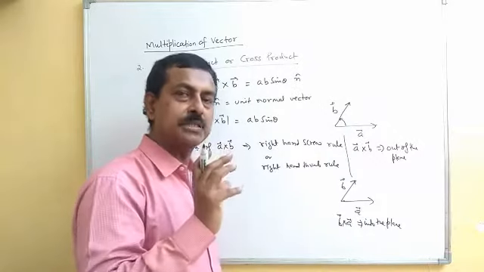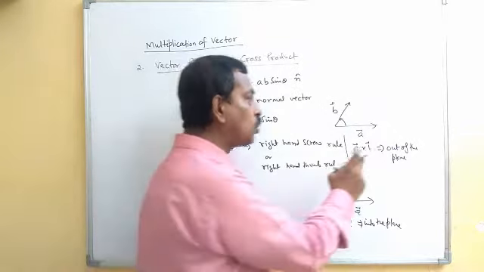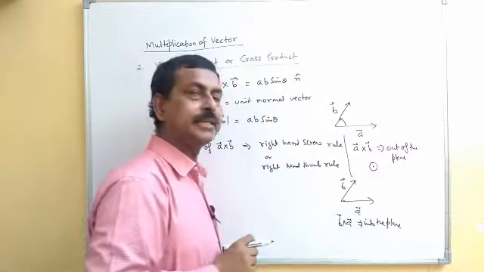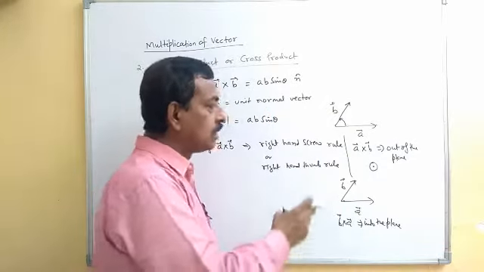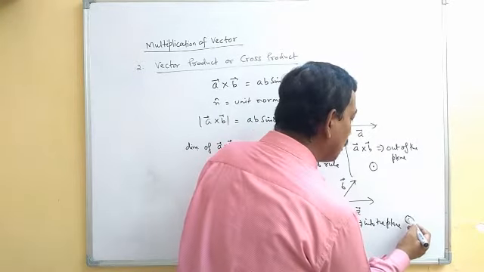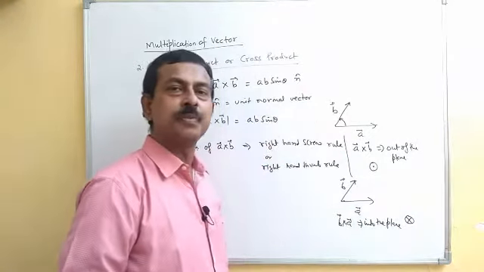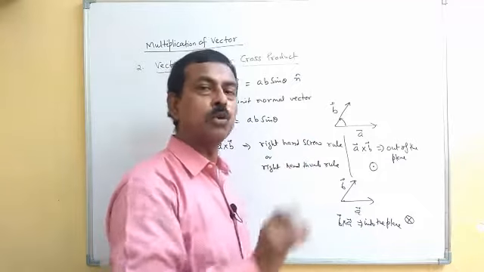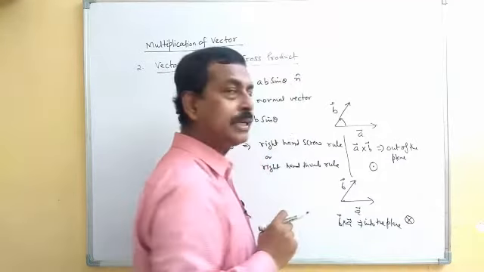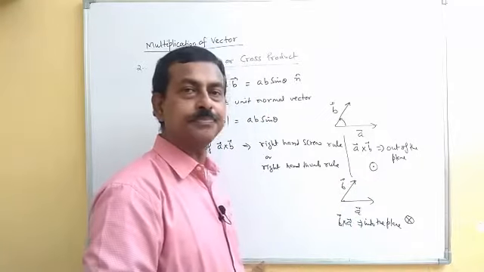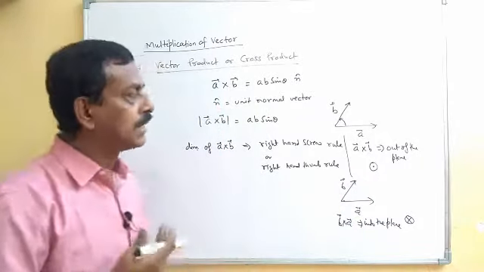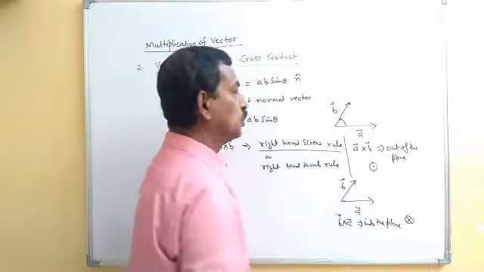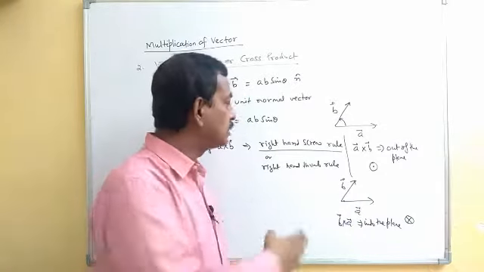Now, just to distinguish or represent the directions, out of the plane direction is symbolically represented by a circle with a dot inside, whereas into the plane direction, we show by a cross inside a circle. So wherever a dot inside a circle is represented, it means this is indicating a direction out of the plane. If a cross is represented, it means it is in the direction into the plane. So this is how you can get the direction of the cross product of two vectors using the right-hand screw rule.